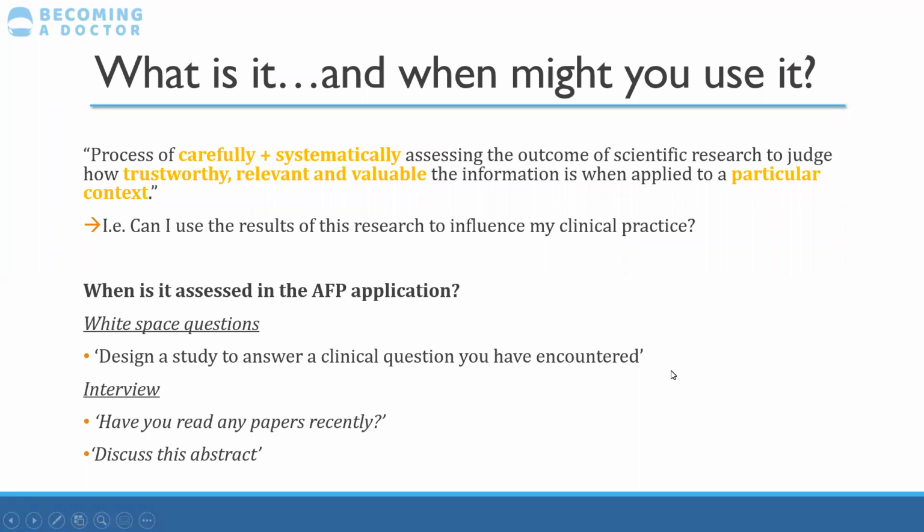So some units of application will maybe ask you to design a study to answer a clinical question you encountered, for example. And it's common in the interview to be asked about any papers that you've read recently, in which you'll be expected to briefly be able to summarize that paper and critically appraise its importance.